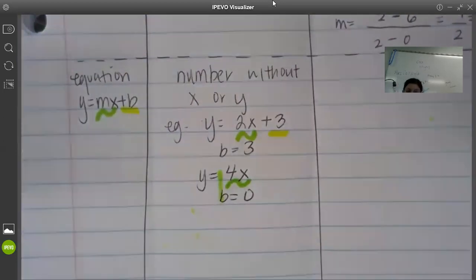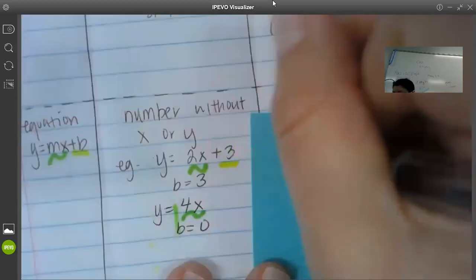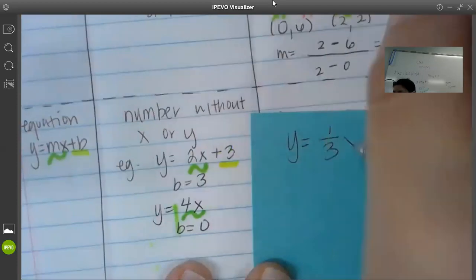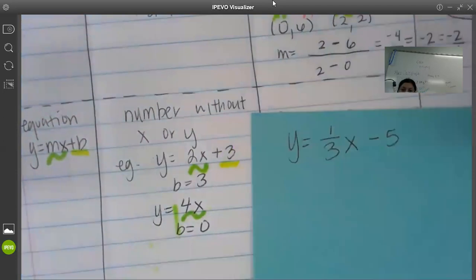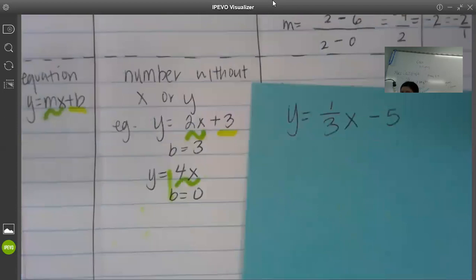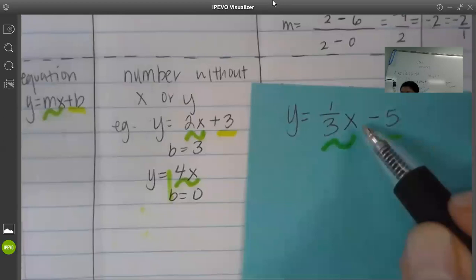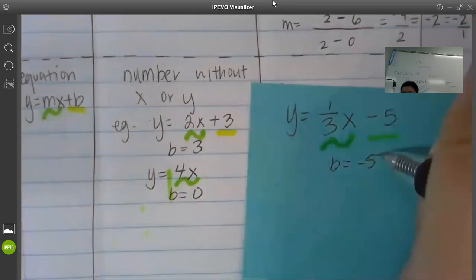Let's do an example. Okay, what about that one? What would be the y-intercept in this one? This one has a squiggly. This one does not, so I underline. So what would be my beginning point? The one that I underline, the one that doesn't have x, it doesn't have y. My beginning point would be -5.